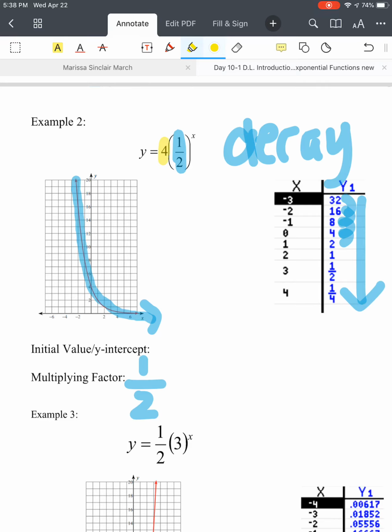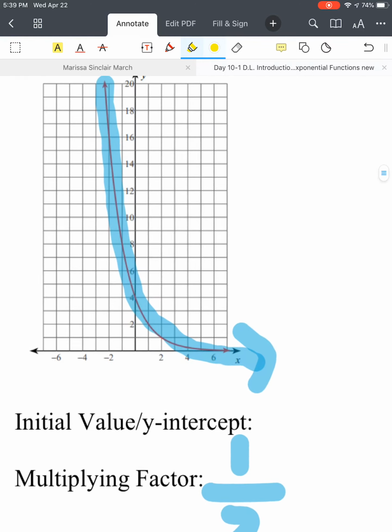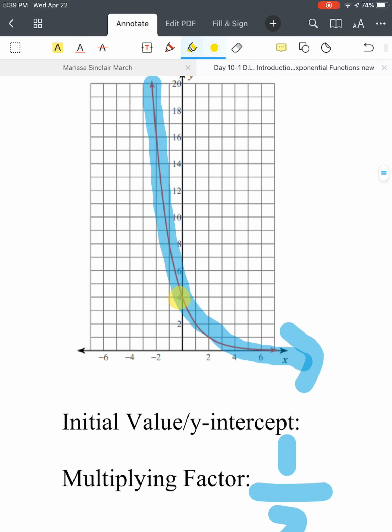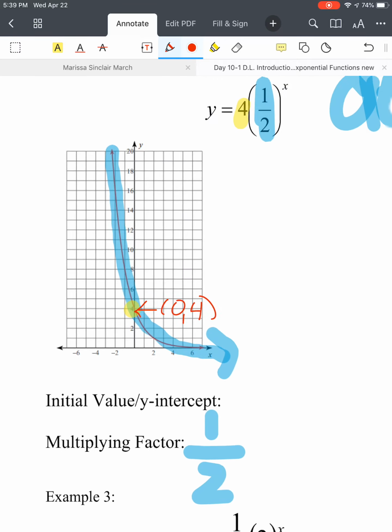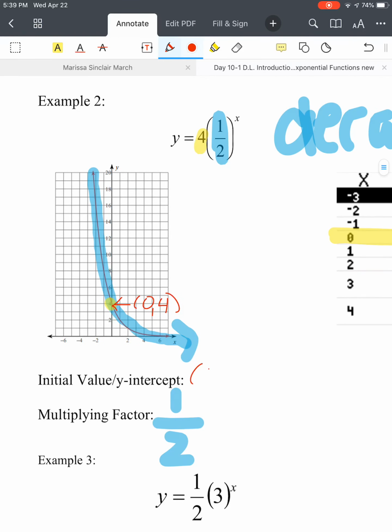Okay, and then the initial value, the y-intercept, that's the number in front of the parenthesis. So that's 4. I could look at the table and see that the point is 0, 4. When x is 0, what is y? Or I can look on the graph and see, where does the graph cross the y-axis? It crosses through at 0, 4. So again, you can write 0, 4 for your y-intercept. That's okay, but we typically write it as y equals 4, just showing what our y-intercept is. Our y-intercept is 4.